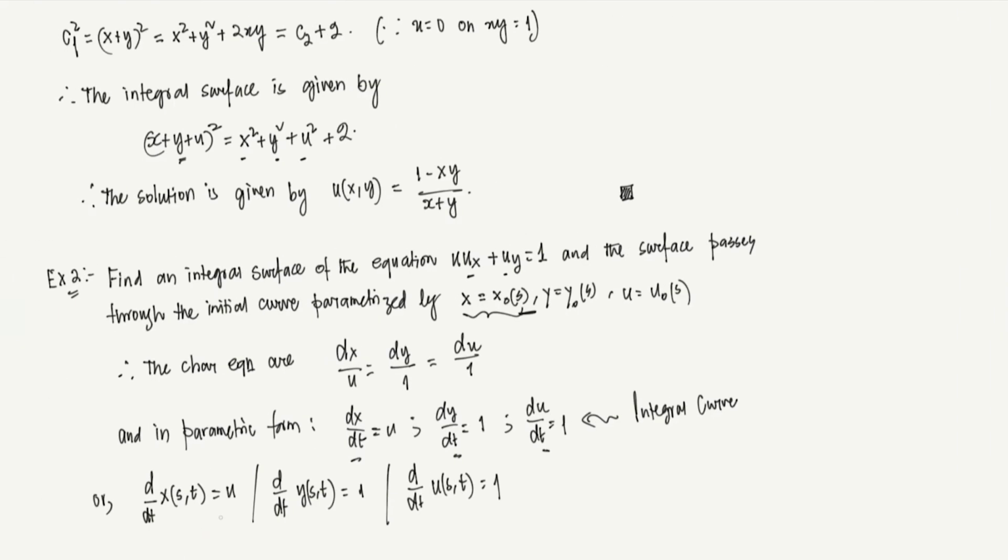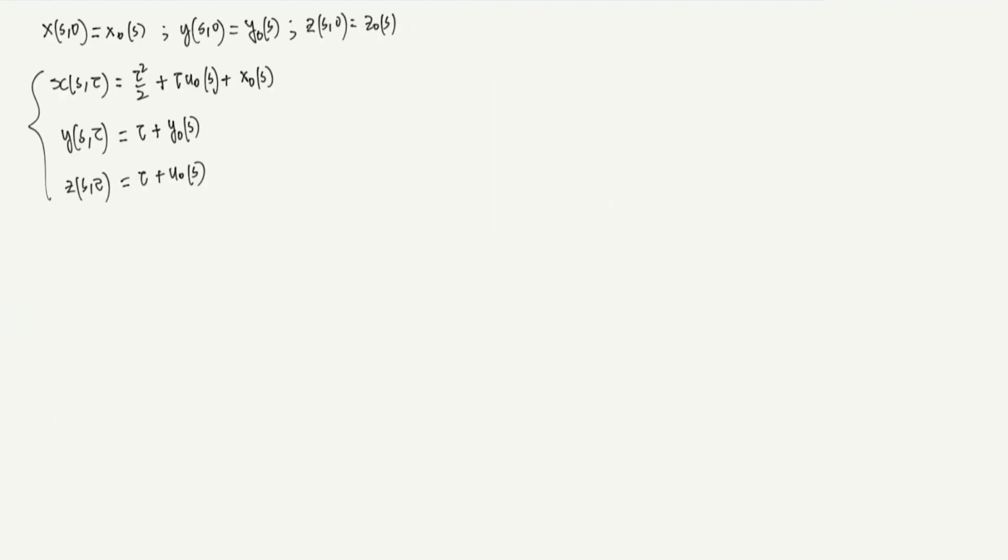This is a system of ODEs, and the initial data is given. Think of s as fixed for now. For a fixed s this is true, and then this is a family. So there is a two parameter family, s and tau. So this actually gives you the whole parameterization, and since there are two parameters, it gives you the whole integral surface.